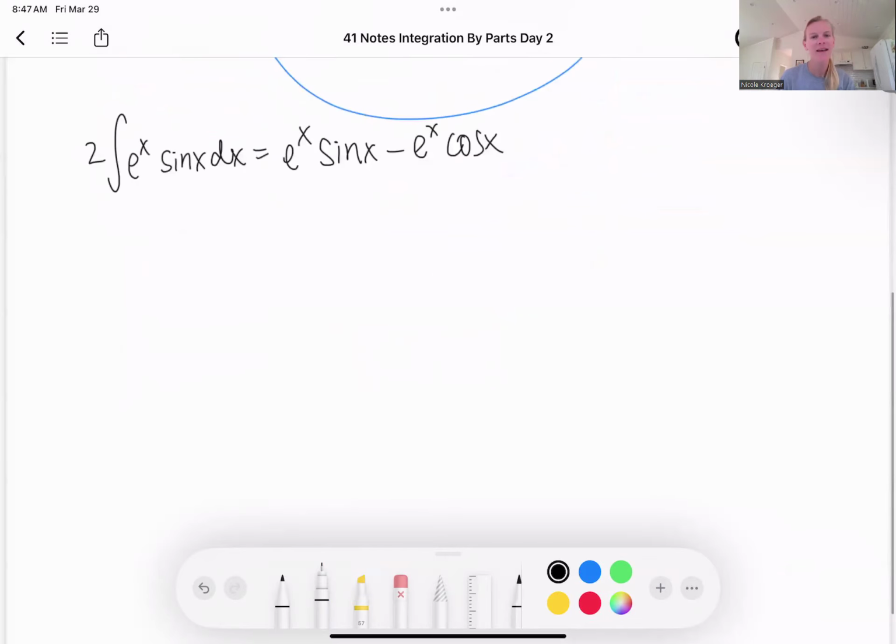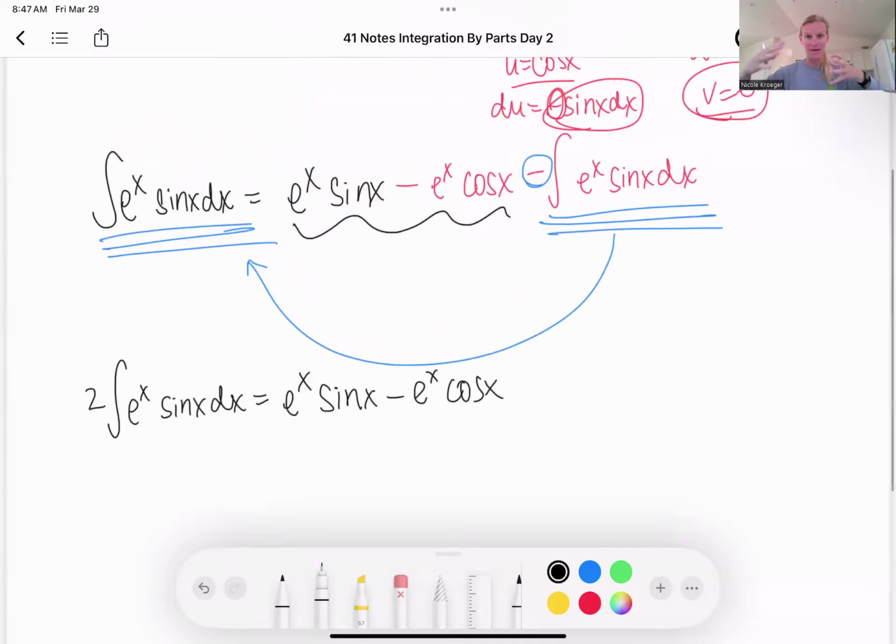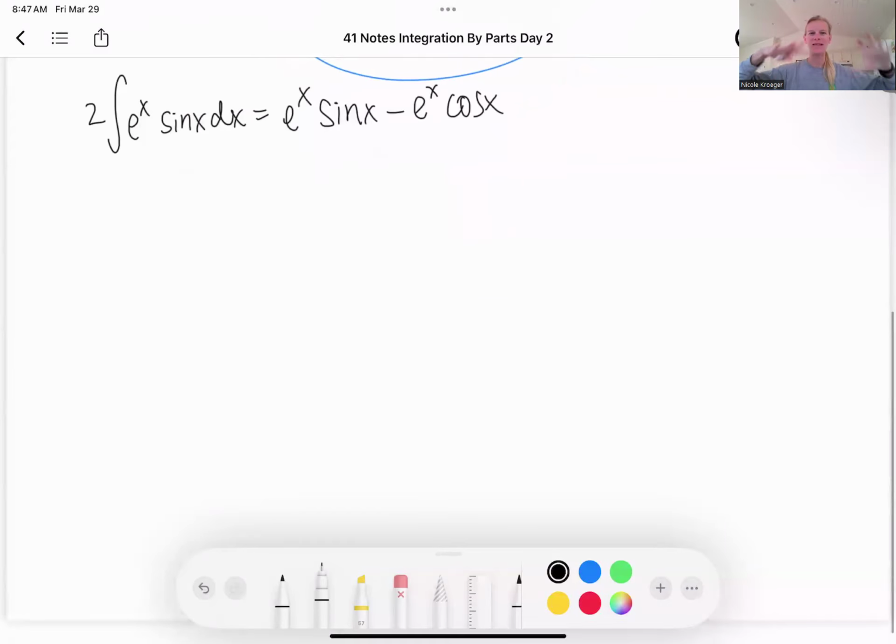That behaved really nicely. This is going to happen when we have a trig function times an exponential function, usually because the trig functions are going to cycle. The sine and cosine will cycle from sine to cosine back to sine. And so that's why we kind of got back to where we started. That exponential piece really essentially stays the same.